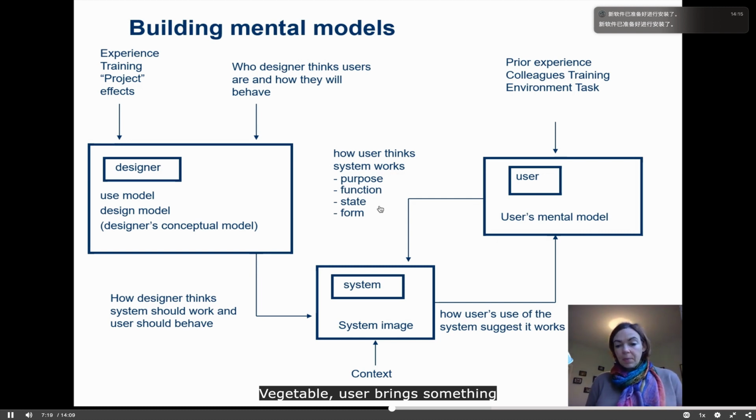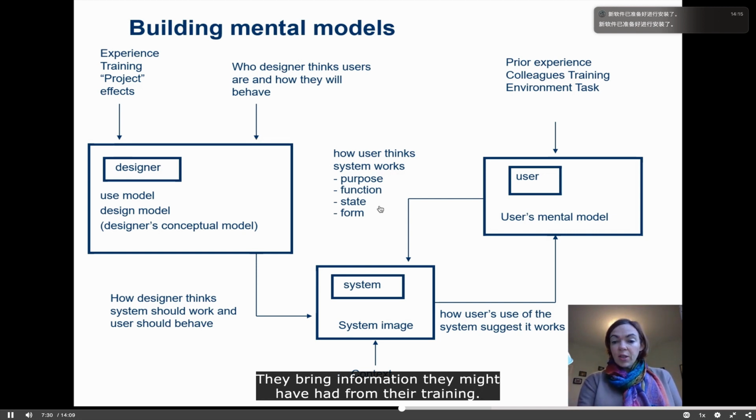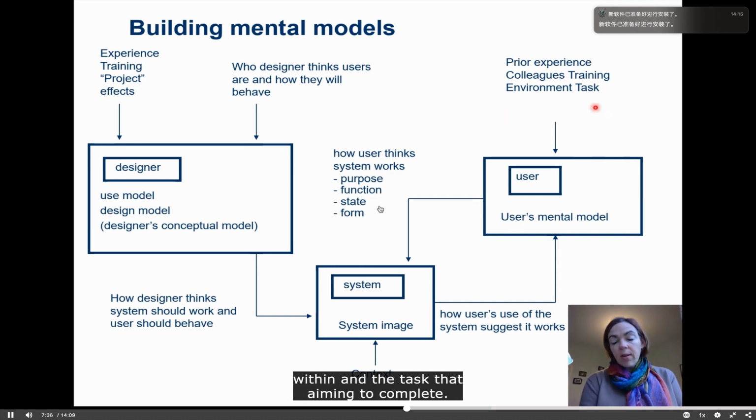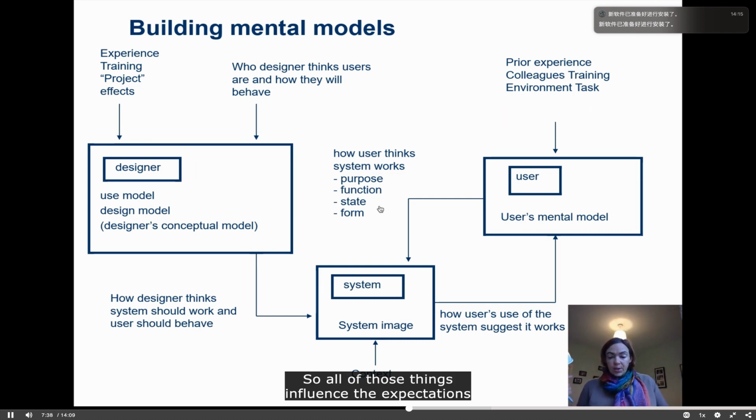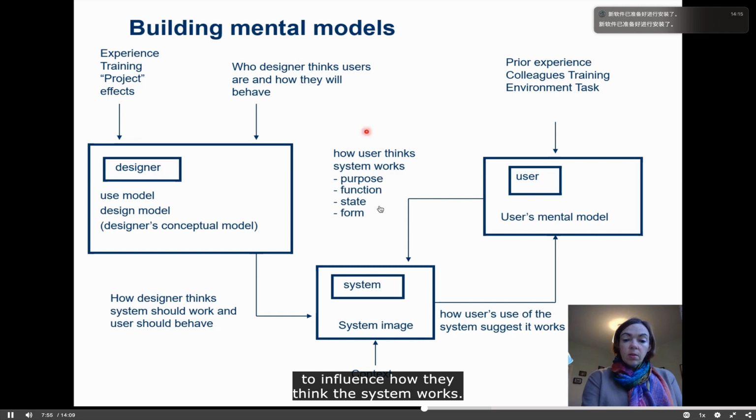The user brings something to their use of a technology or system. They bring their prior experience, they bring information their colleagues might provide, they bring information they might have had from their training. They're influenced by the environment they're based within and the task they're aiming to complete. So all of those things influence the expectations that a user brings before they interact with a system or a technology. What the user then does is use that experience to influence how they think the system works.